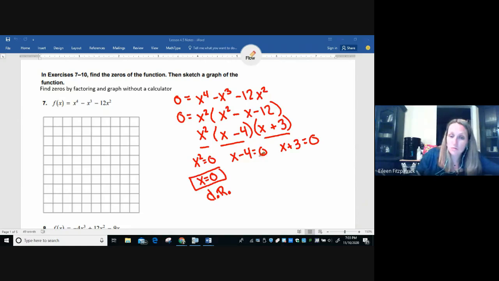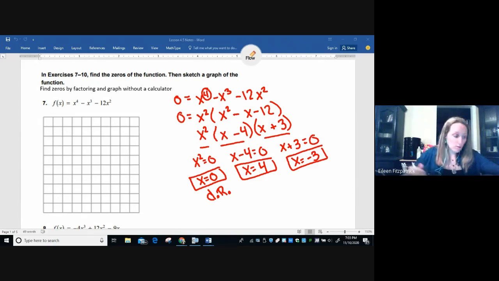It's a repeated solution. Add 4 to the other side, so x equals 4. Subtract 3, x equals negative 3. So just to verify, this is a polynomial of degree 4, and I do have 4 solutions because this is a repeated one, so you can count this as 1, 2, and then 3, 4.